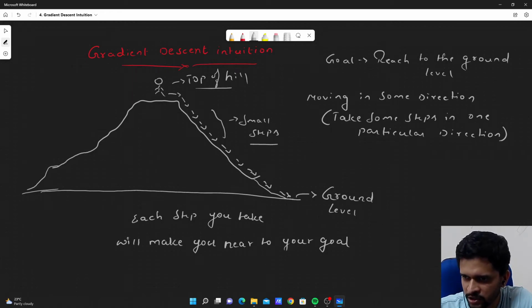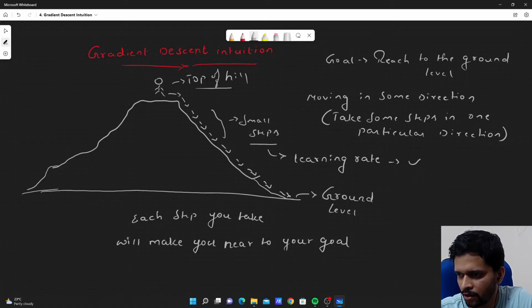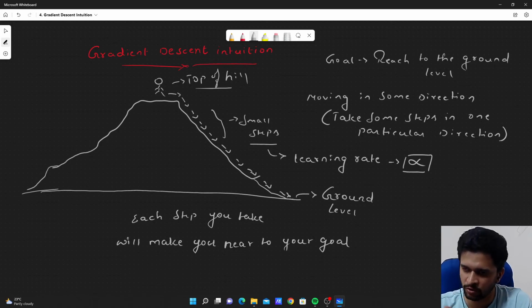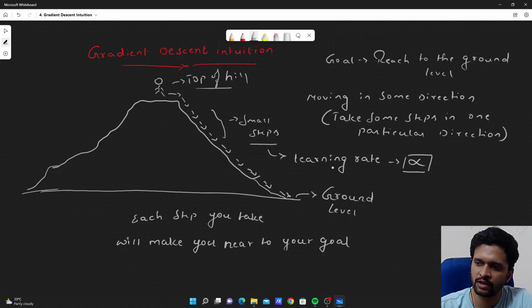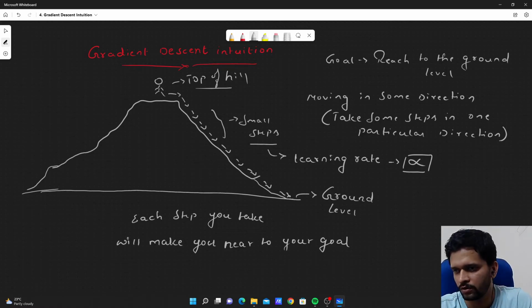These small steps can be controlled with the help of something called learning rate. This is denoted as alpha. If you remember from my previous videos, wherein I mentioned all the notations that we use, alpha stands for learning rate. This is a very important factor in deciding how you reach your goal.